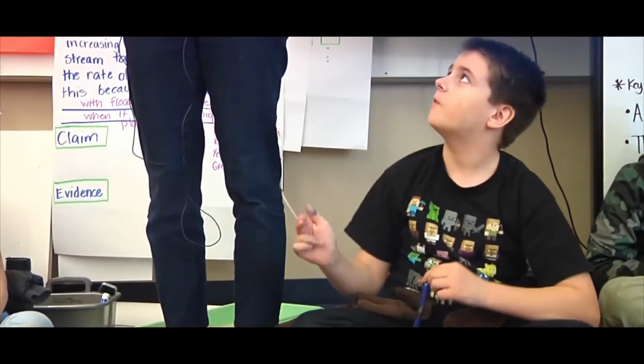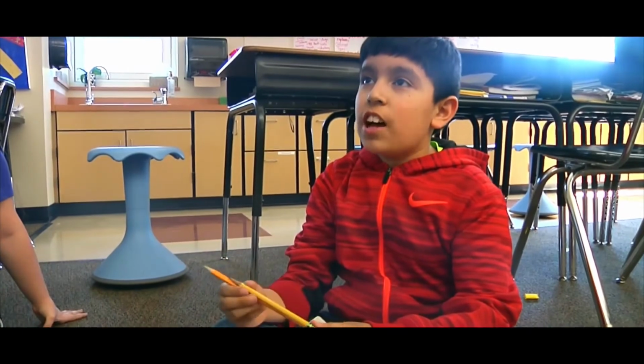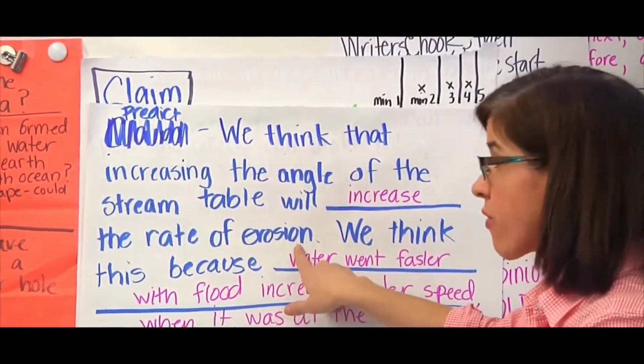The water kept going faster, like when it was 10 degrees, it took 4 seconds, but at 55 degrees, it took 1 second. The erosion forced it to go faster. So that's a great place to start our claim. We think that increasing the angle of the stream table will increase the rate of erosion. It left us with a lot of canyons plus the delta, which made it pretty interesting.